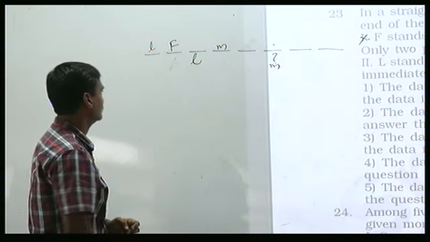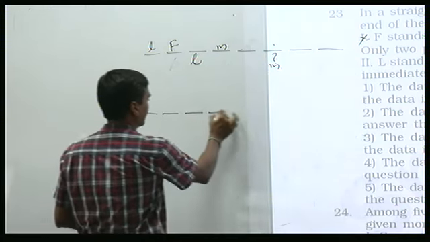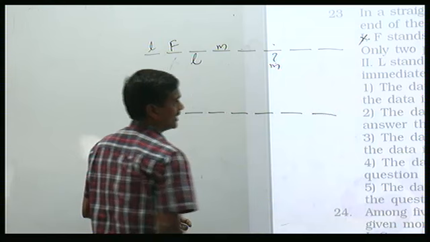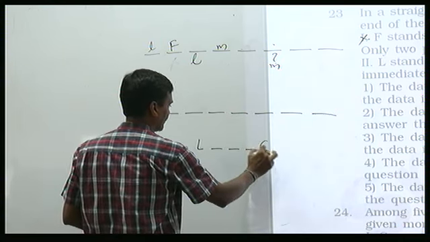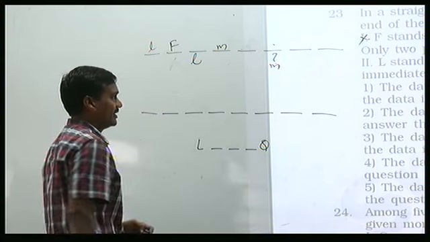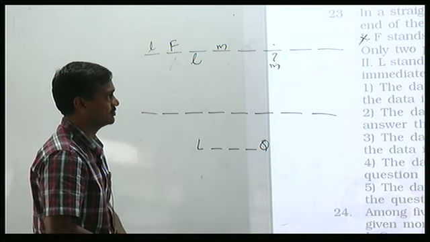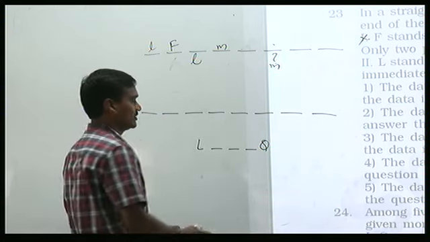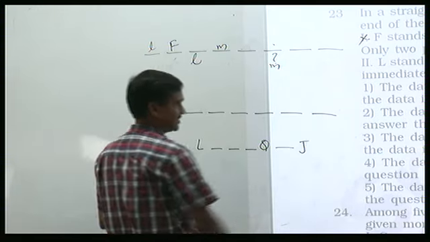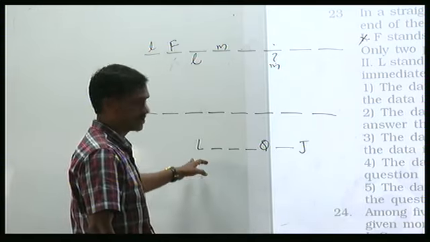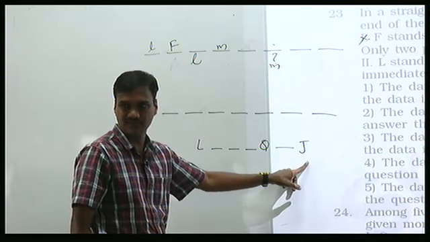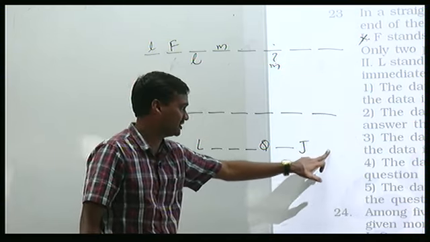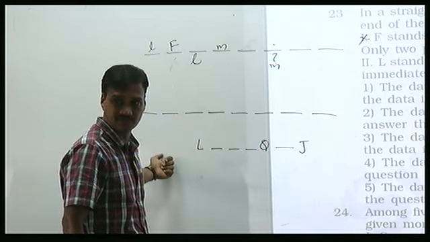Then coming to 2. Now in this condition number 2, what is given here? L stands 4th to the left of Q. 1, 2, 3, 4. L is 4th to the left of Q. J stands second to the right of Q. Now in total, how many persons were involved? 1, 2, 3, 4, 5, 6, 7. Isn't it? One more person, either to the right of J or to the left of J.